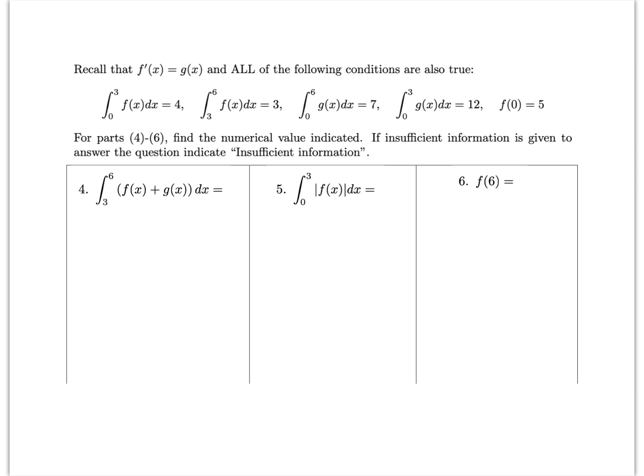For number 4, I want the integral from 3 to 6 of f of x plus g of x dx. So I can break that into two separate integrals, the integral from 3 to 6 of f of x dx plus the integral from 3 to 6 of g of x dx. And those values are given. The integral from 3 to 6 of f of x is 3, and from 3 to 6 of g of x is not given. I'm going to have to figure that out. So the total is 3 plus something. I'm going to figure out that something.